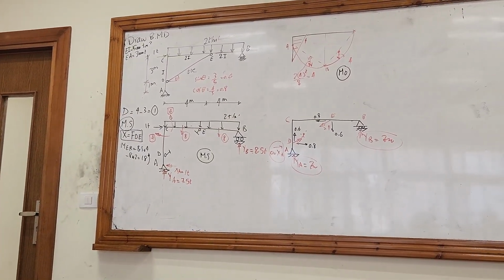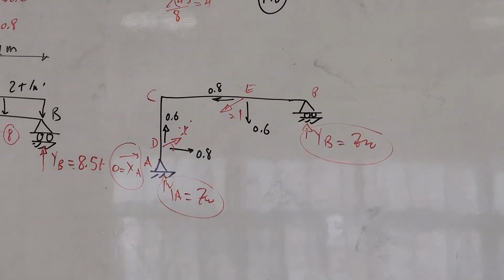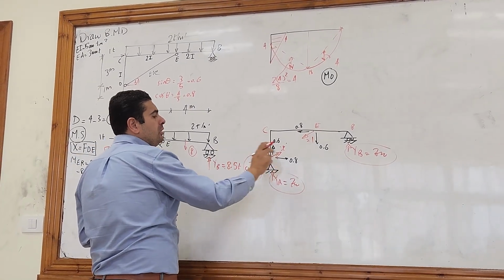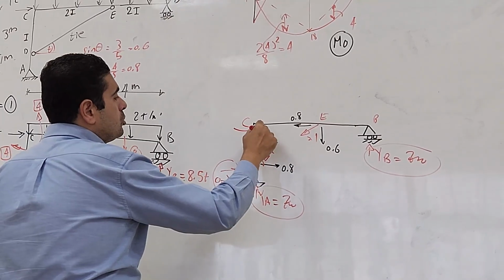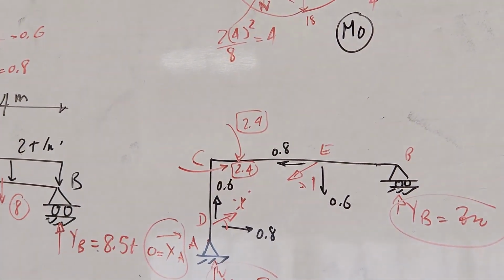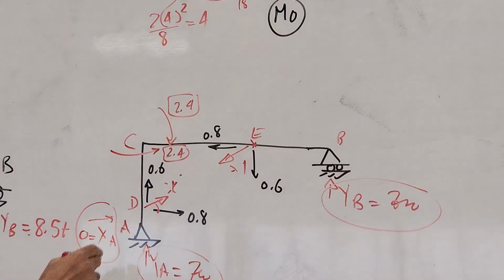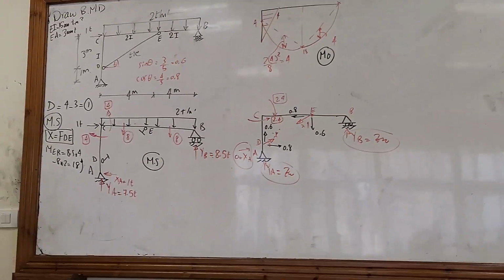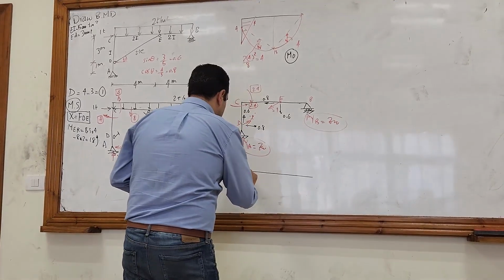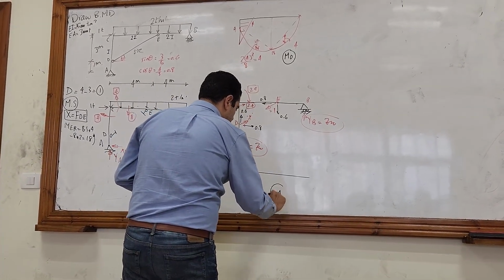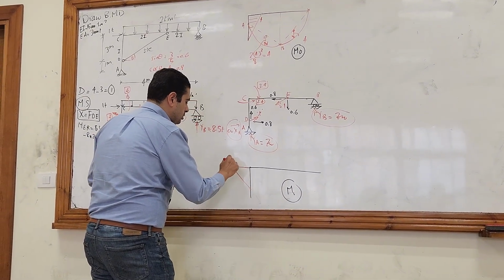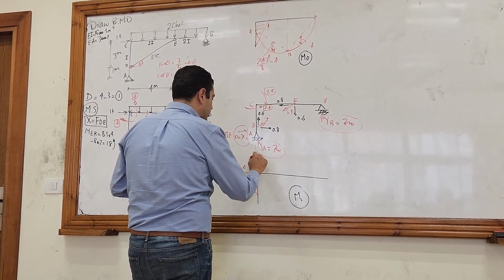How can I draw the bending moment now? So I have only 1 joint at C. What is the moment here at C? It will be 0.8 multiplied by 3, which is 2.4. And the other direction will also be 2.4. What about the moment at E? 0. What about the moment at D? 0. So what will be the diagram of M1? It will look like this. Here, 2.4 and 0. And on the other side, 2.4 and in the middle, 0.